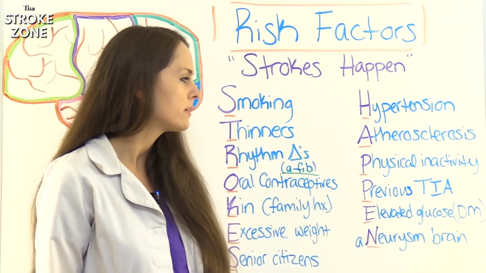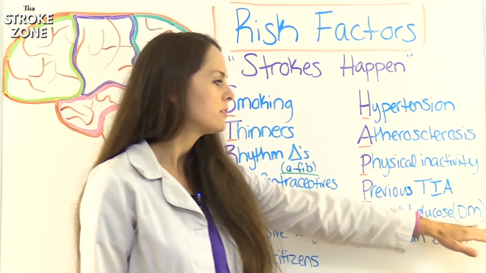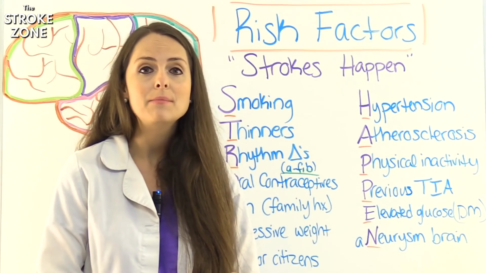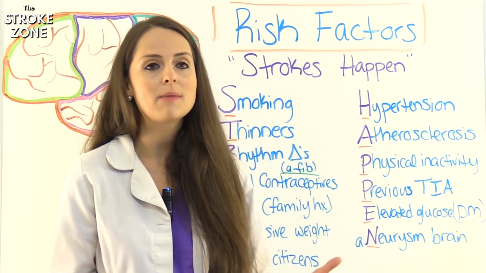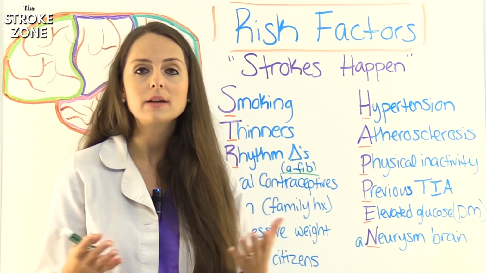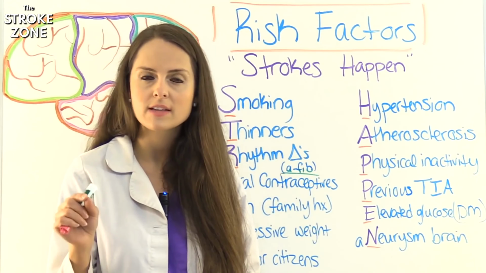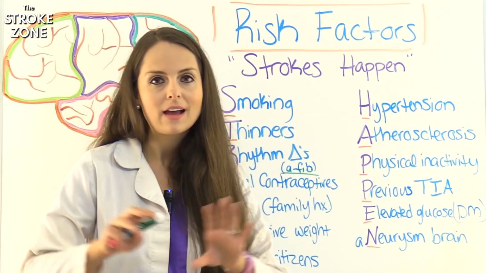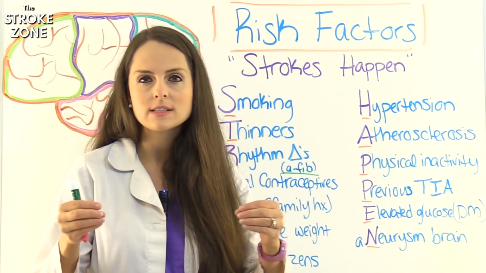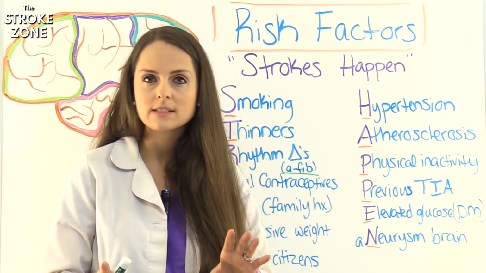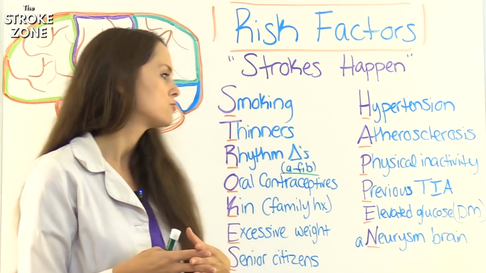E is for elevated blood glucose, and this is specifically in patients who have diabetes, and this really traces back to how diabetes, that elevated blood sugar, is so hard on those vessels. It, in a sense, just sticks to those vessels and hardens them up. They're not as resilient as they used to be, and it can lead to stroke.